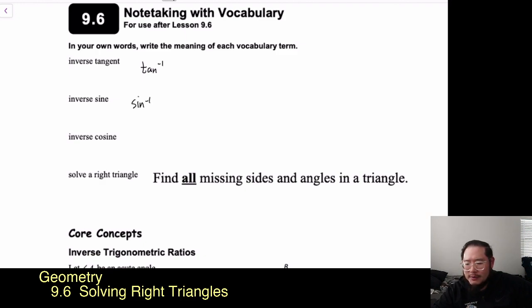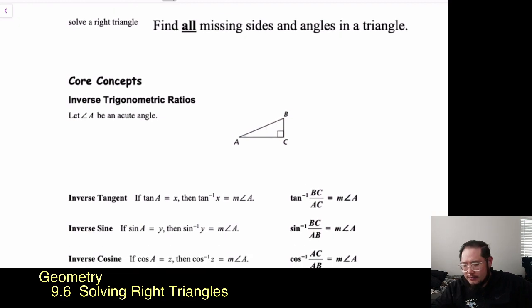Sine to the negative first power is inverse sine. And then cosine to the negative first power is inverse cosine. So those right there are the buttons that you're going to be using. Remember, your calculator needs to be in degrees, not in radians. So don't forget to make sure that your calculator is in that correct state. It should already be if you've been doing the questions in 9.5 correctly. So let's take a look and move further down.